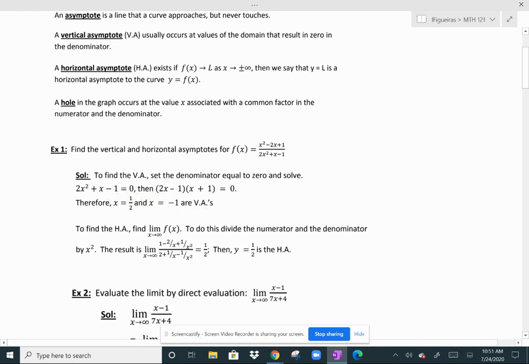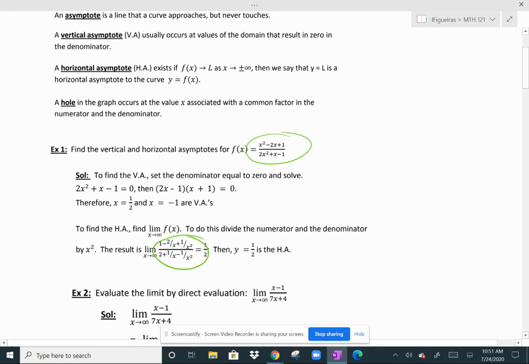Now to find my horizontal asymptote, which I'm abbreviating as HA, we're going to take the limit as x approaches infinity of your function. And f of x, remember, is this rational function. So the algebraic way to come up with your horizontal asymptote is to look at the highest exponent in the denominator and multiply numerator and denominator by the reciprocal of that, or divide by x squared. And when you distribute it across your rational function, you get this result.